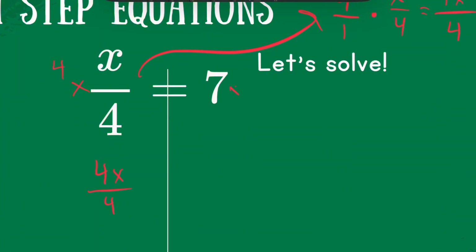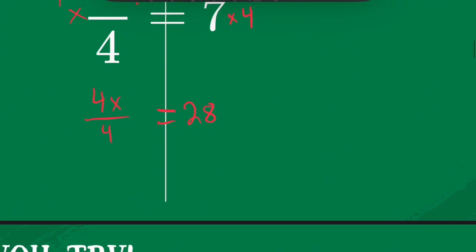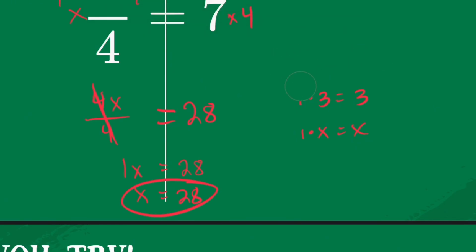And what I do on one side, I have to do to the other side. I write down my equal sign, and 7 times 4 is equal to 28. And 4 divided by 4 is just 1. So those are going to cancel, and we're going to get 1x is equal to 28. And the same way as 1 times 3 is equal to 3, 1 times x is just going to give us x. So therefore, we find that x is equal to 28. And let's confirm. 28 divided by 4 is in fact 7. So that's how you know we did it right.